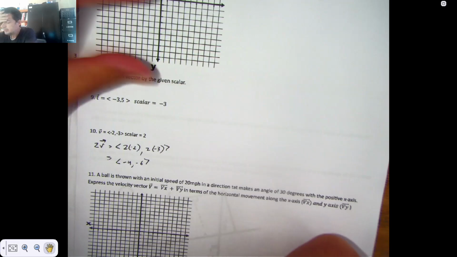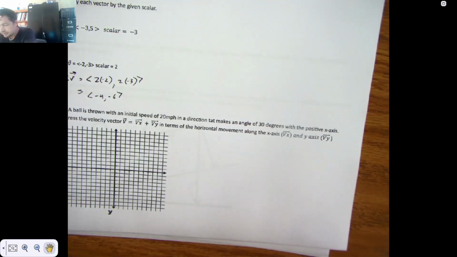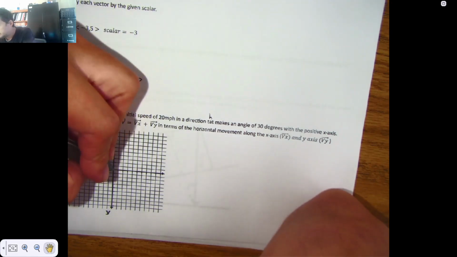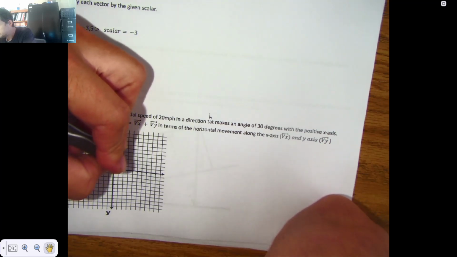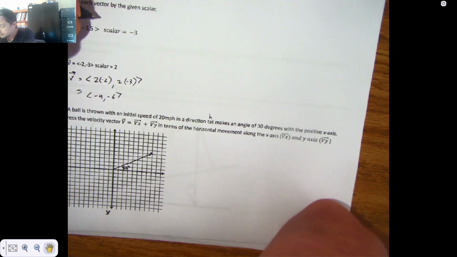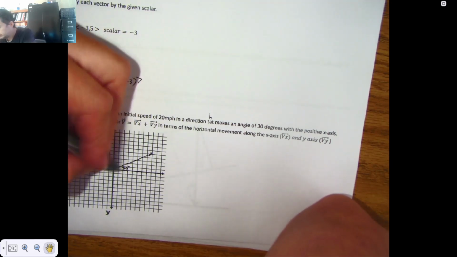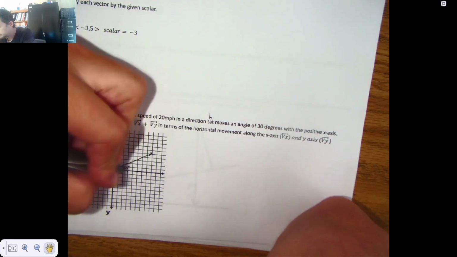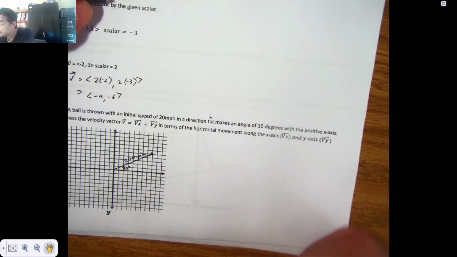I'm not going to do number 8 about Yumiko. Here we're throwing a ball. It's thrown with an initial speed of 20 miles per hour in a direction that makes an angle of 30 degrees with the positive x-axis. All right, so let me try and draw. That's probably close to 30 degrees. And the grid is just here to help. The magnitude will be 20 miles per hour.